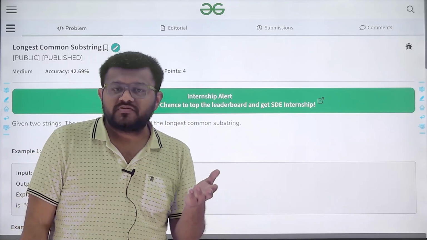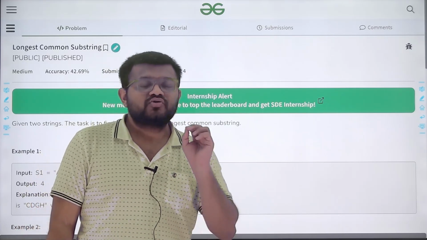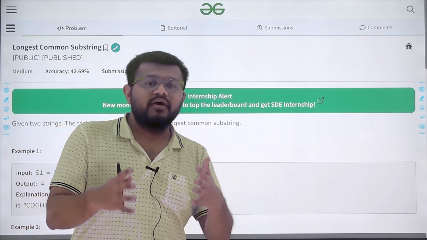And when can I say two substrings are the same? When each of their characters is the same at every position, right? So there can be multiple common substrings. I need to tell the length of the longest common substring.